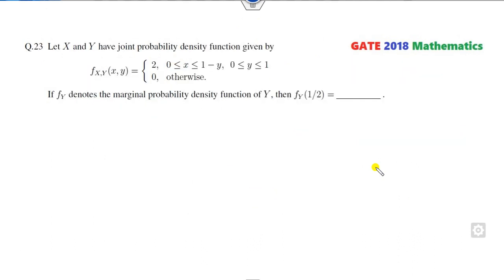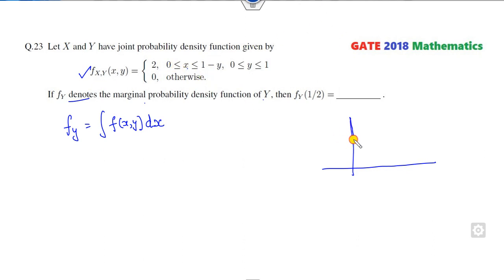X and Y have the joint density function given here. Fy represents the marginal distribution of y. So what is f of y? It is the collection of all those x. Now you have to take the limits. You may take the limits from here, but I do not always recommend it. Always draw the graph first, and then you will get the best answer.